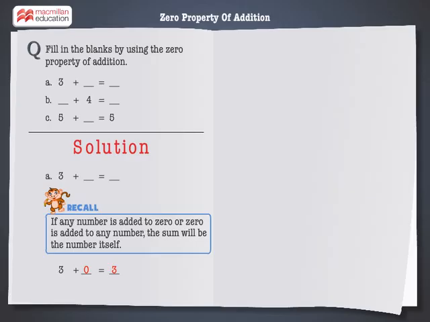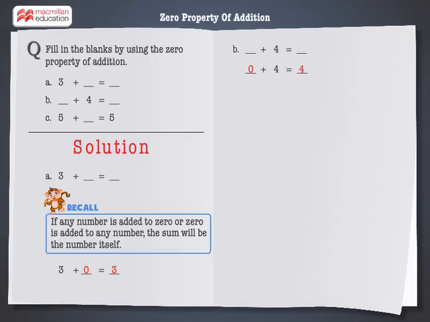Now let us solve the second problem. Dash plus 4 is equal to dash. Again, by the zero property of addition, 0 plus 4 gives us 4.